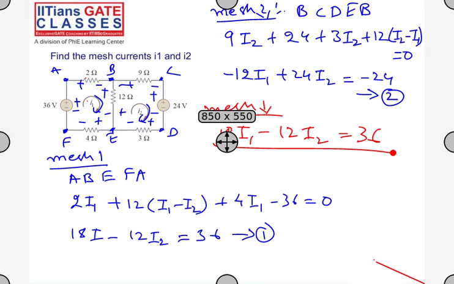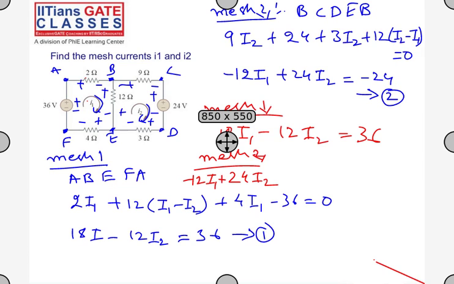You have to add all the resistances in that mesh. So mesh 2 also similarly. Again add all the resistances. 9 plus 3, 12 plus 12, 24. So this will be 24I2 and minus 12I1 is equal to 24 volts. This is in the opposite direction, so this will be minus 24 volts. So minus 12I1 plus 24I2 is equal to minus 24 is the mesh equation. You can directly write down the mesh equations in this way.